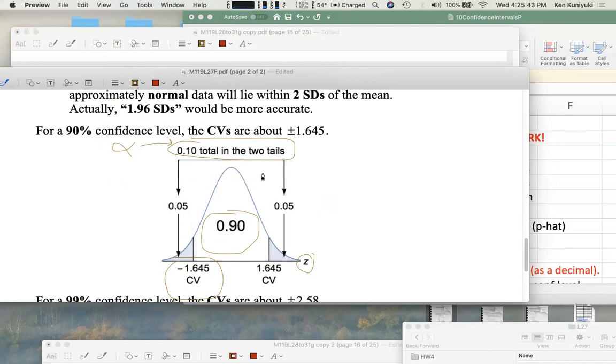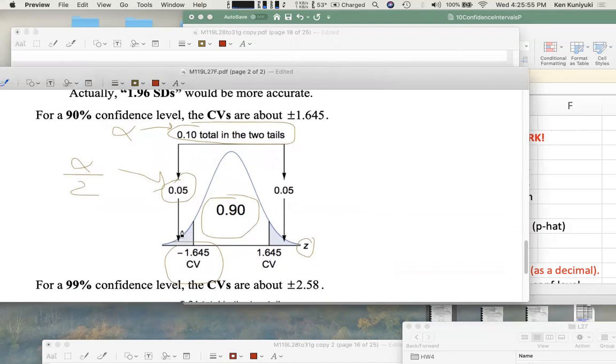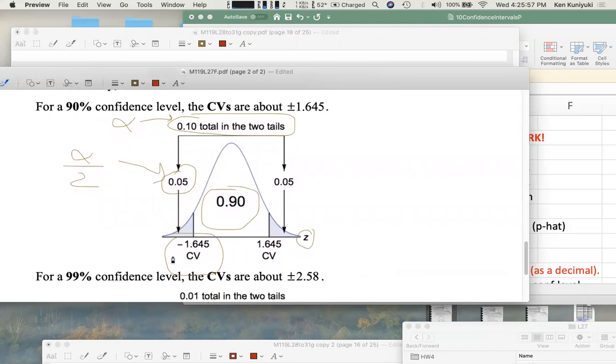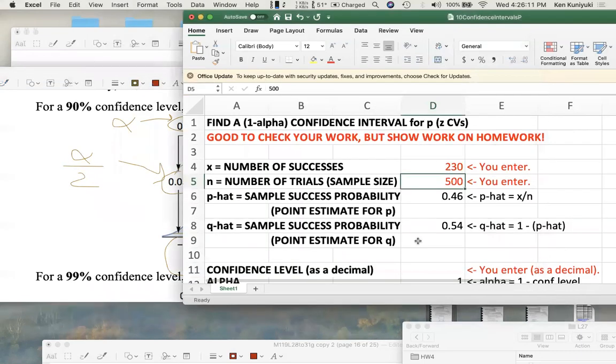And it's split in halves, right? What's half alpha? What's alpha over 2? Half of 10% or 0.10 is 5% or 0.05. But remember, tables and software like to look to the left. It's actually easier to find this negative critical value than this positive critical value, because this guy right here is going to have 5% or 0.05 to the left. Here's how Excel finds out that the negative critical value is negative 1.645.